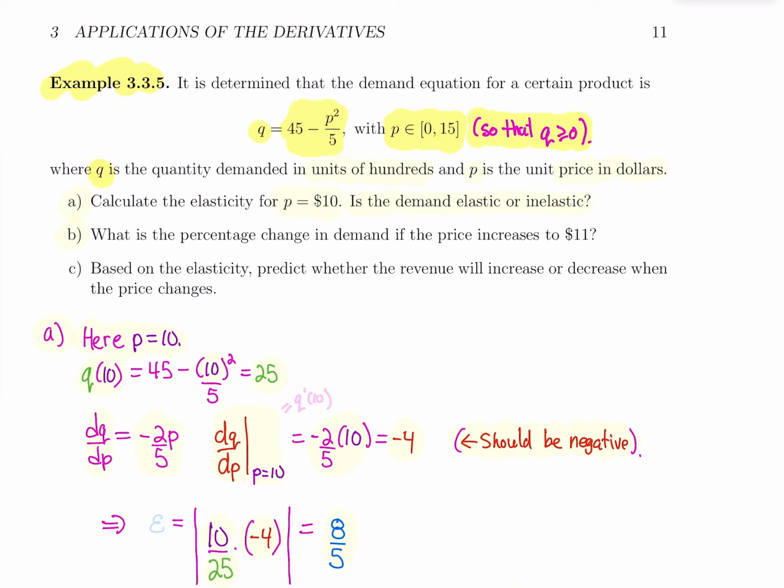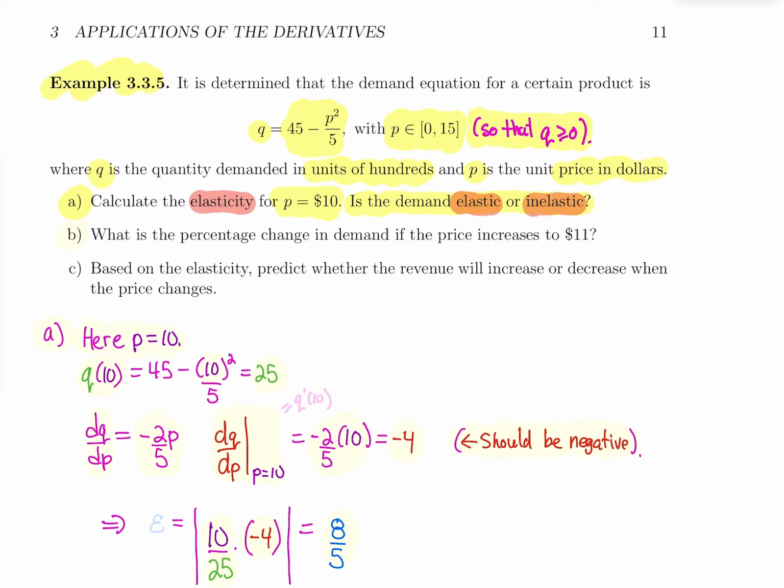So again, as usual, Q is quantity. Read these questions carefully because sometimes there are units involved. Here in that equation, we're going to assume that quantity is given in units of hundreds, and P is just the price in regular dollars. So the first question is, let's compute the elasticity of the demand when P is equal to $10. And then, of course, as soon as you have that elasticity number, you're going to answer whether the demand is elastic or inelastic.